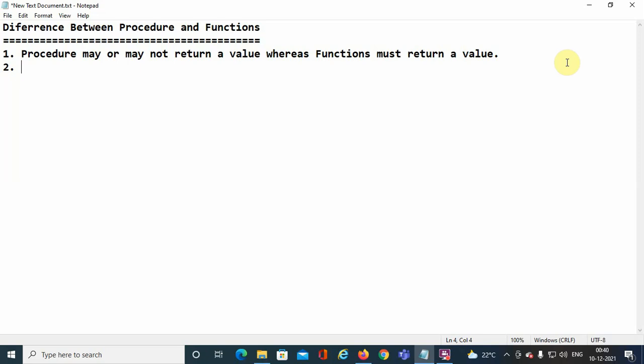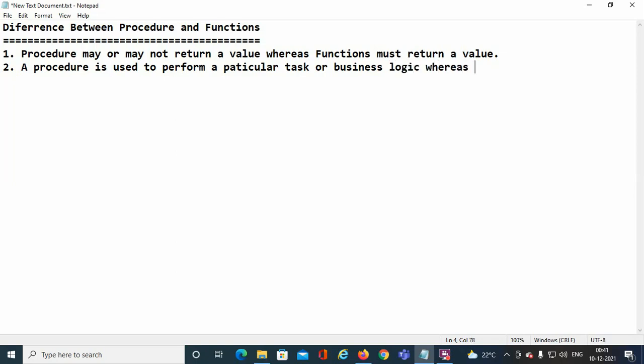Okay, so in the next point I can write: a procedure is used to perform a particular task or business logic, whereas a function is used to compute values.